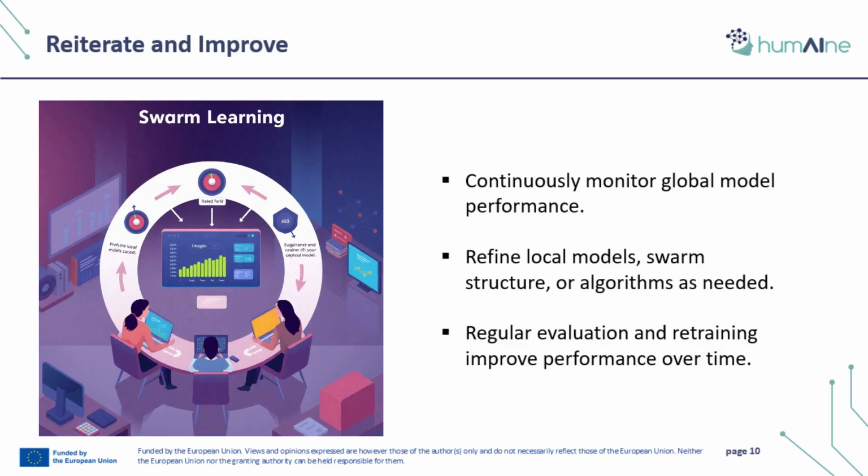Swarm learning is an iterative process. Continuously monitor the global model's performance, identify areas for improvement, and consider retraining local models or modifying the swarm structure. Regular evaluation and refinement based on new data and feedback are essential for enhancing performance.